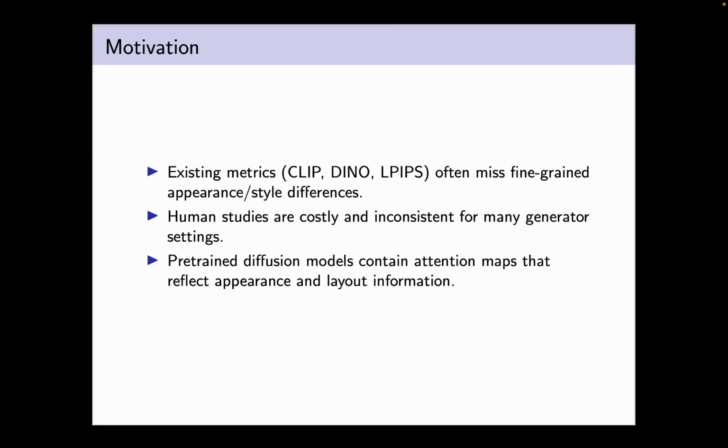Why do we need a new similarity metric? Popular metrics like CLIP, Dino, and LPIPS are useful but often miss subtle appearance and style differences. Human studies can be expensive and inconsistent. Our key observation is that pre-trained diffusion models, specifically the denoising UNet, contain attention maps that already encode spatial alignment and appearance details. If we can leverage those attentions correctly, we can measure similarity that better reflects appearance and fine-grained style without extra fine-tuning.